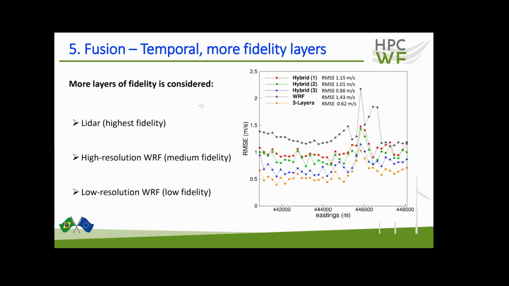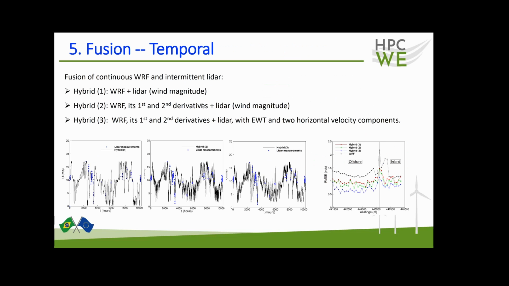Now we show the results of our temporal fusion, the temporal section. The tests were conducted on 3 different hybrid techniques. The first contained only the WRF simulation data and the LiDAR measurements. Hybrid 2 used the WRF, LiDAR, and derivatives of the WRF time series. And finally, hybrid 3, which pre-processed the WRF data with empirical wavelet transform and used WRF and its derivatives along with LiDAR measurements and the vector components of the wind speed.